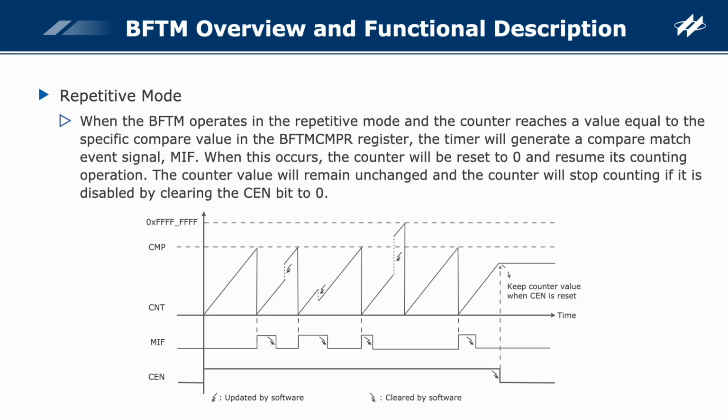When the BFTM operates in the repetitive mode and the counter reaches a value equal to the specific compare value in the BFTM CMPR register, the timer will generate a compare-match event signal, MIF. When this occurs, the counter will be reset to 0 and resume its counting operation. The counter value will remain unchanged and the counter will stop counting if it is disabled by clearing the CEN bit to 0.